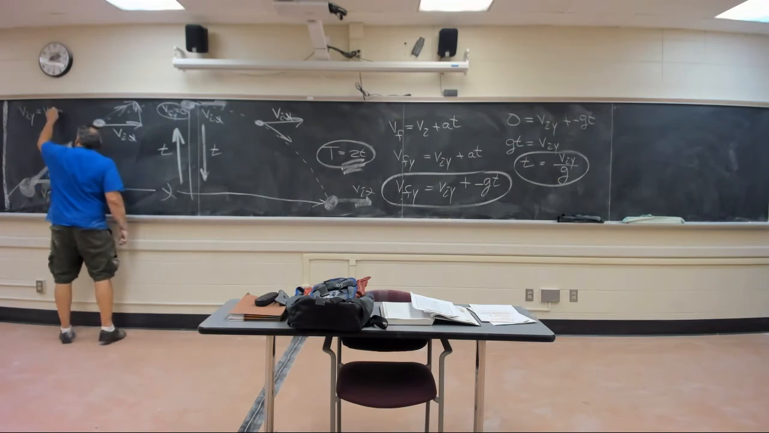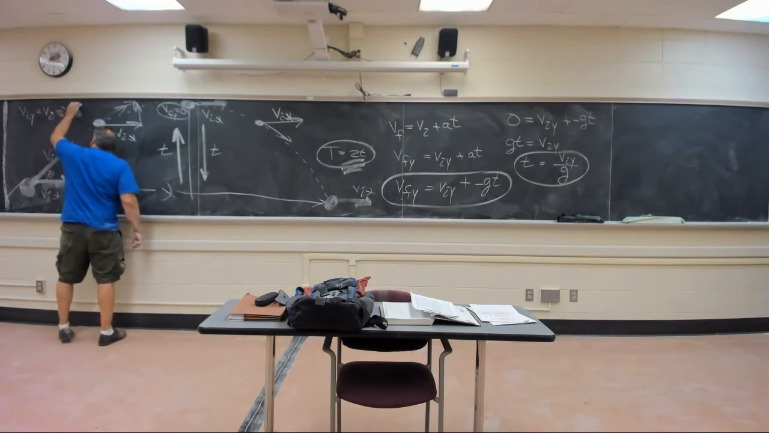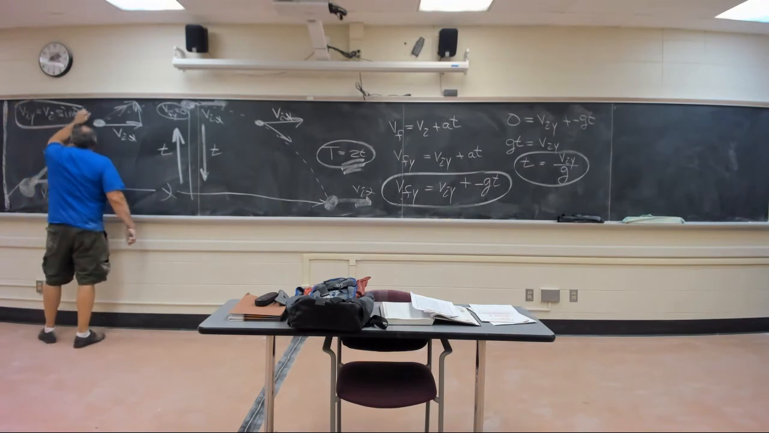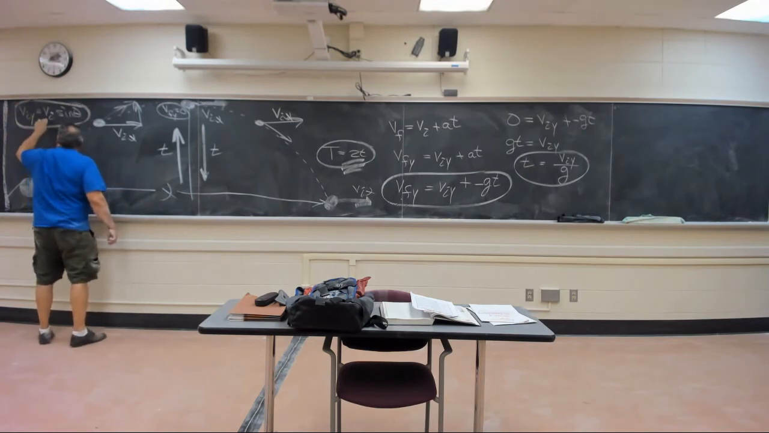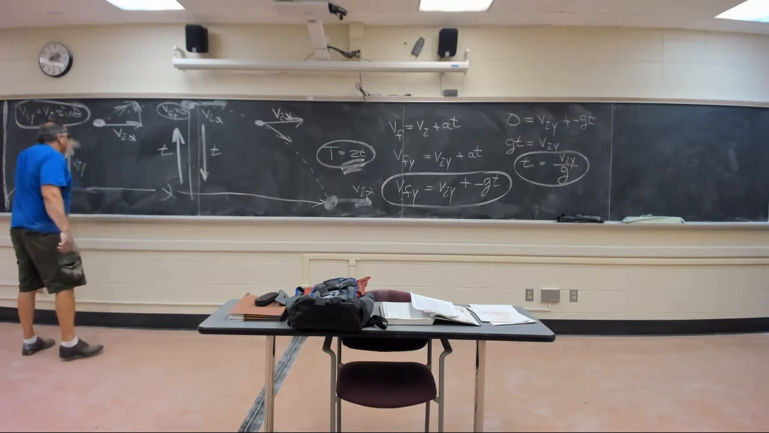V_iy is V_i sine theta, or V naught sine theta. It means the same thing. V_iy is V naught, V0. V_iy is V naught times the sine of theta.